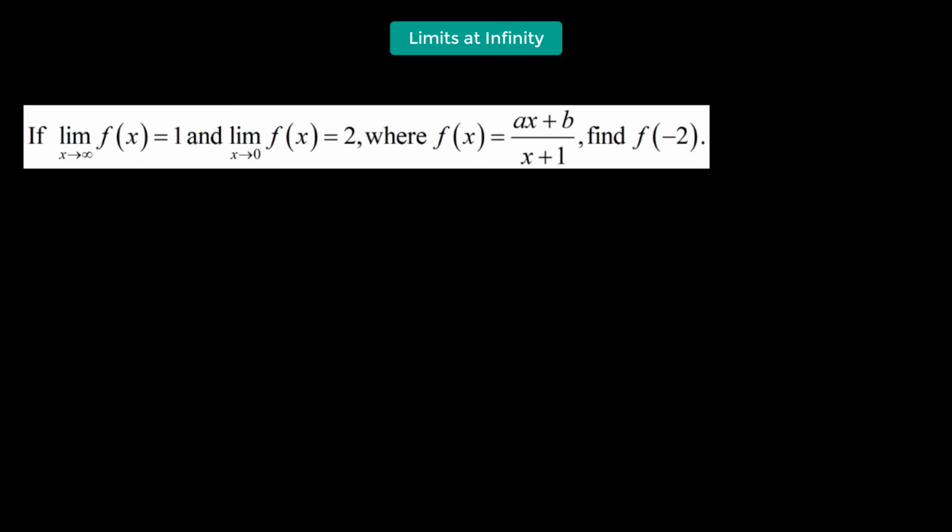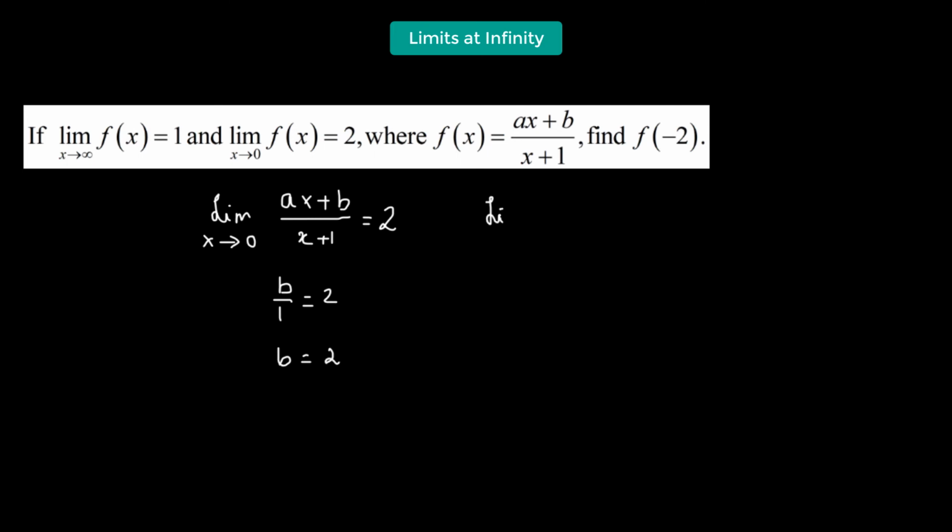So let us begin by first using the definition of limit. So we have the limit as x goes to 0 of f(x) equals 2. So we replace f(x) by its value. So we have (ax plus b) over (x plus 1), and this value is equal to 2. Now let us do a direct substitution for the value of x. So we have b over 1 equals 2. So this is giving us a value of b equals 2.